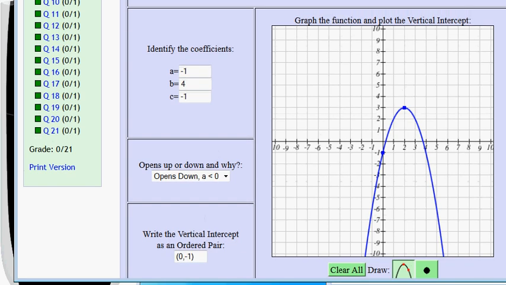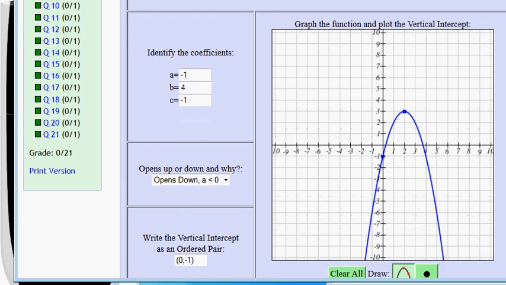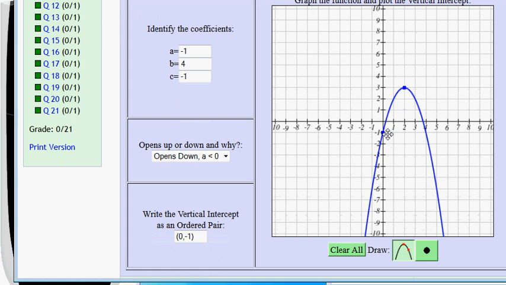Now be careful, the directions say a little more. It says, finally, place a point on the graph at the vertical intercept, not the vertex, the vertical intercept. So that's this guy right here, 0, -1. To plot a point, you use this icon here. You click on it and do just that. Click at the point 0, -1. And that's how you do the problem.